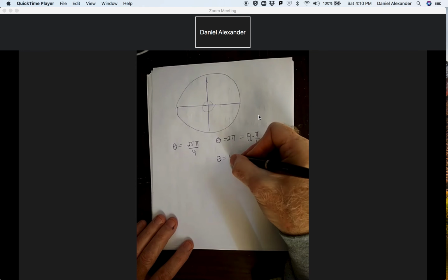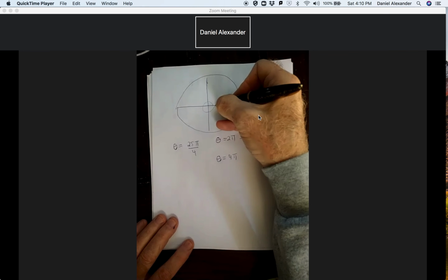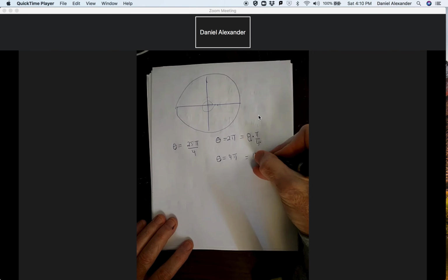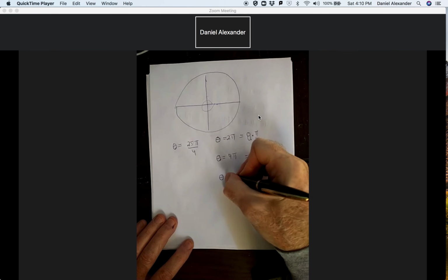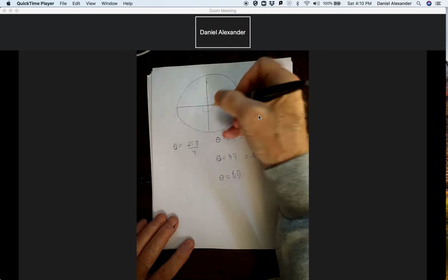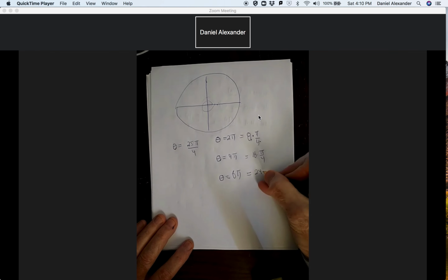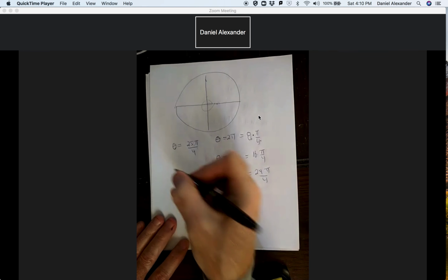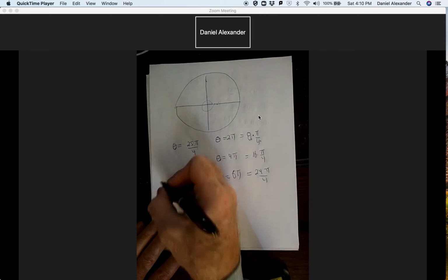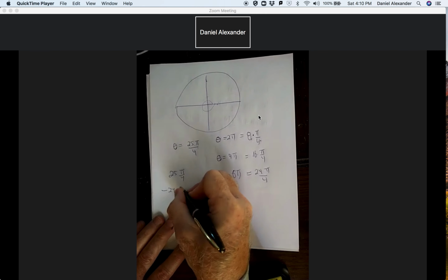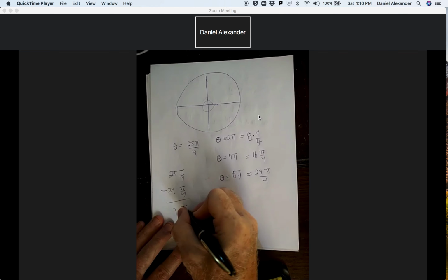If I go around twice, I'm going to go another 8 pi. 1, 2, 3, 4, 5, 6, 7, 8. So I'm here, and that's going to be 16 pi over 4. Go around another time. So it's going to be 6 pi. 3 trips around the circle. That's going to be 24 pi over 4. So notice this is 1 more pi over 4, so 25 pi over 4 minus 24 pi over 4 is 1 pi over 4.